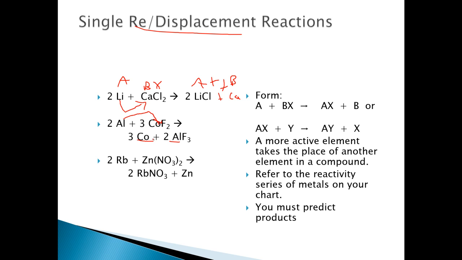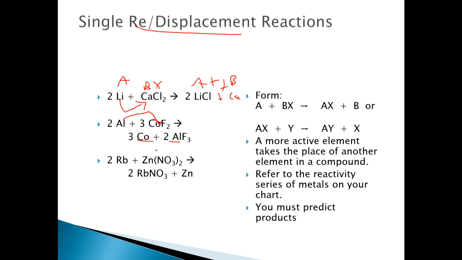And you can see on my notes over there, it says a more active element takes the place of a less active element in a compound. This refers to the activity series of metals, which is later on in the video. Generally, you will have that or you can find it. It is not something to be memorized. Metals have different levels of reactivity. So just based on these reactions here, I can know that lithium is more reactive than calcium. Aluminum is more reactive than cobalt.